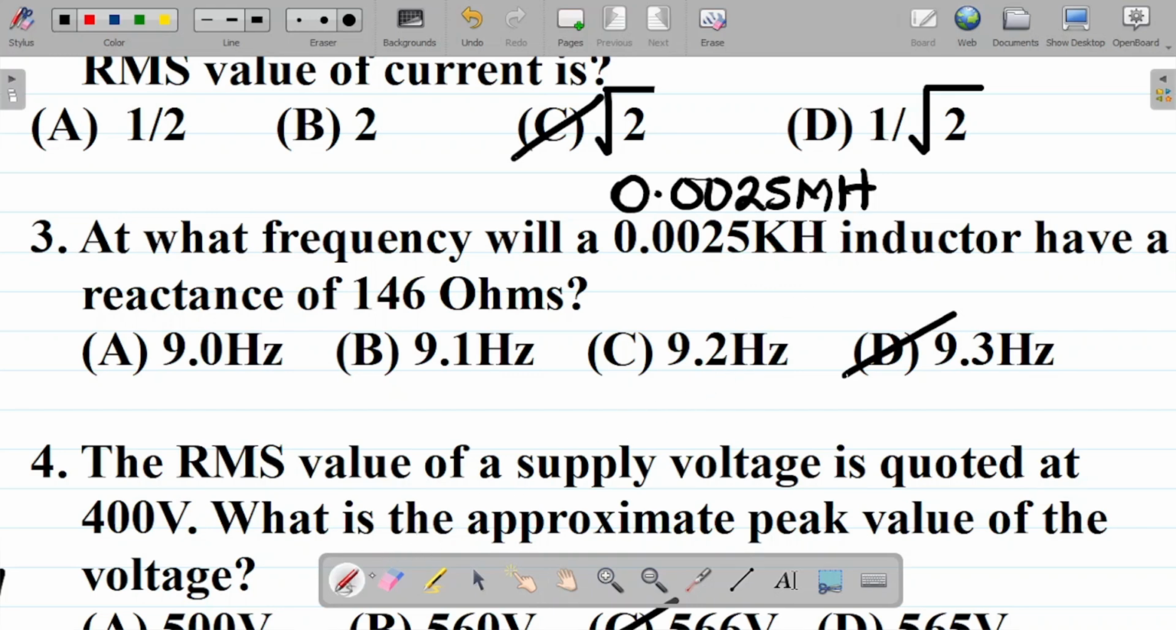What do you think your answer would be? Leave it in the comment section. I'll give you a hint. Mega simply means 10 to the power 6. So that's your hint. Solve this question and leave your answer in the comment section, and I'll tell you if you are correct or not.